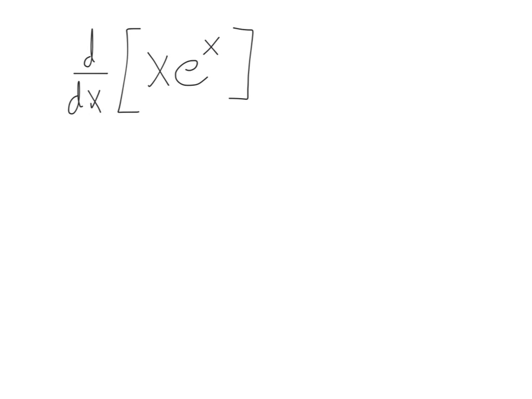What if I give you x times e to the x? Whoa. There's a distinct multiplication operation going on right there. How do we take a derivative of two things that are multiplying? We have to use the product rule.